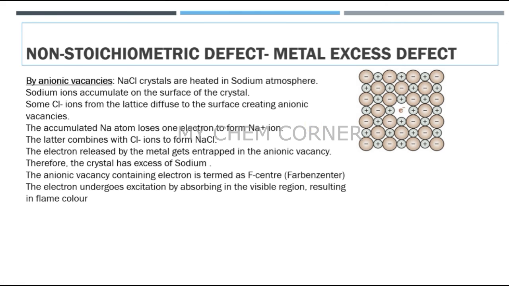When the salt is heated, the electron is going to undergo excitation, absorbing some visible region. Because of that, it's going to result in a flame color. That is why sodium when heated will give you golden yellow flame. Potassium gives you a lilac color. When you heat your calcium, it gives brick red. Strontium gives crimson red. Barium gives apple green. It's because of that particular electron undergoing excitation. So this is all about metal excess defect due to anionic vacancy.